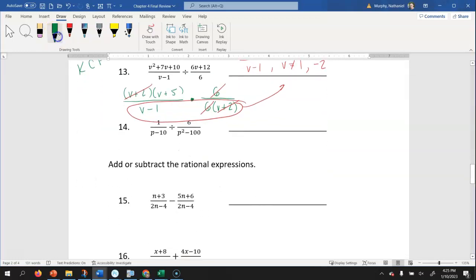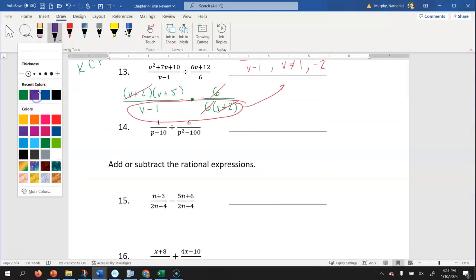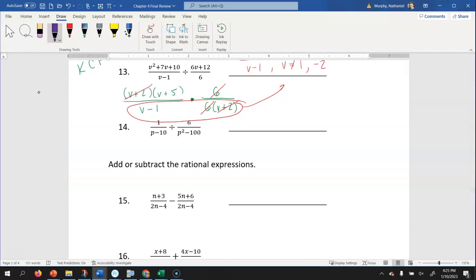All right, lastly for this section, for number 14, again, this is another keep, change, flip problem because we're dividing. So I'm going to keep the first fraction. There's nothing I can do with either the numerator or the denominator. I'm going to change that to multiplication, and then I'm going to flip. So the 6 is going to go in the denominator. The numerator, I'm just going to go ahead and factor that. That's a difference of squares. So factors be p plus 10, p minus 10.